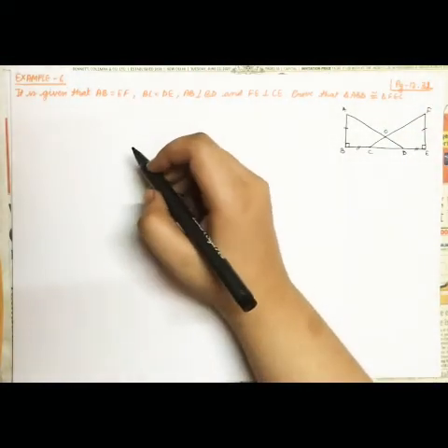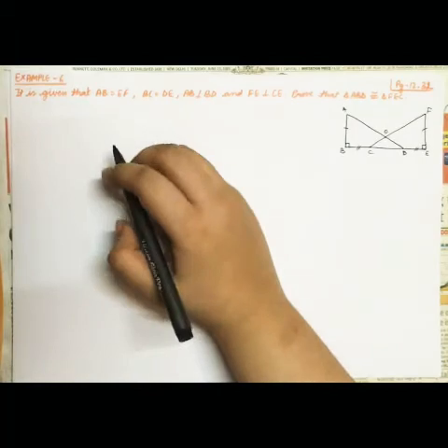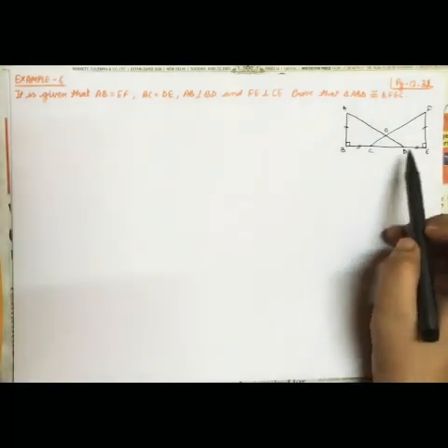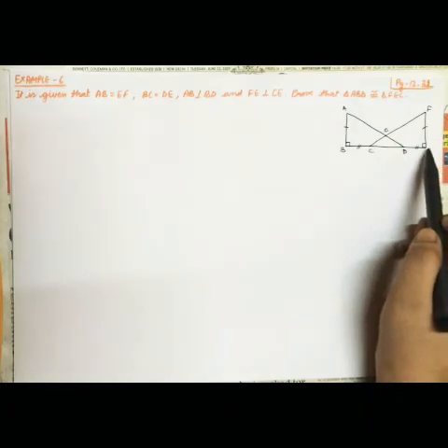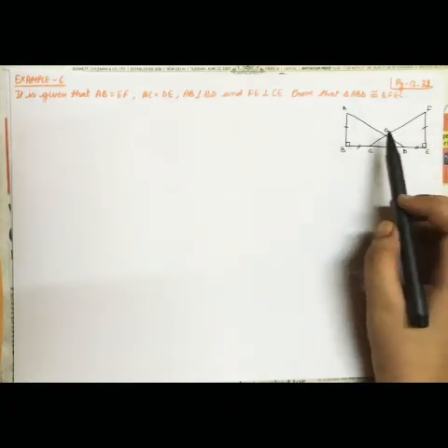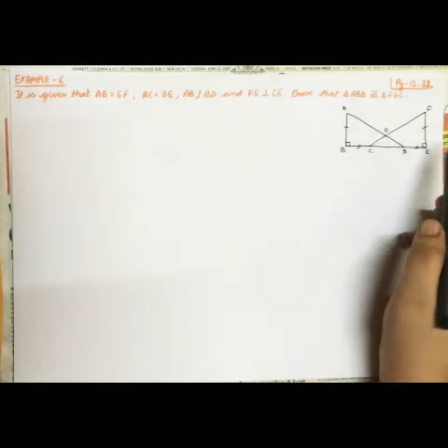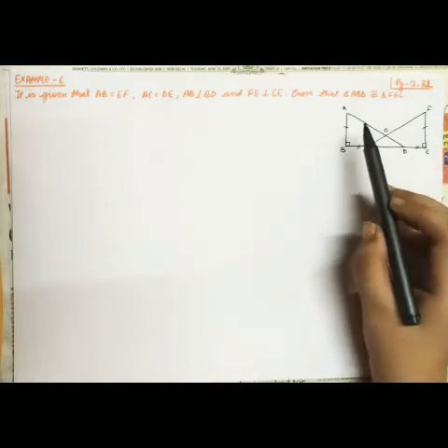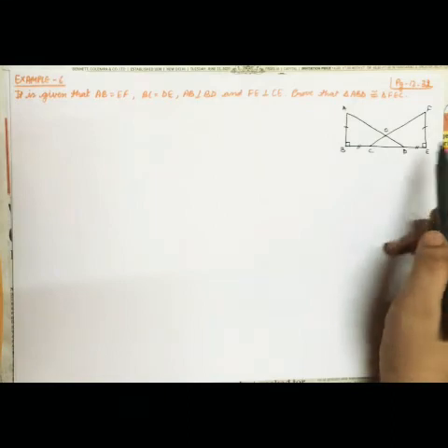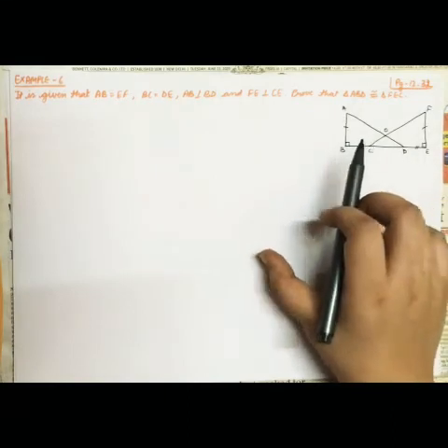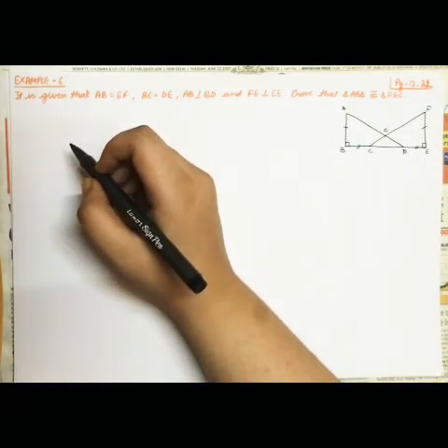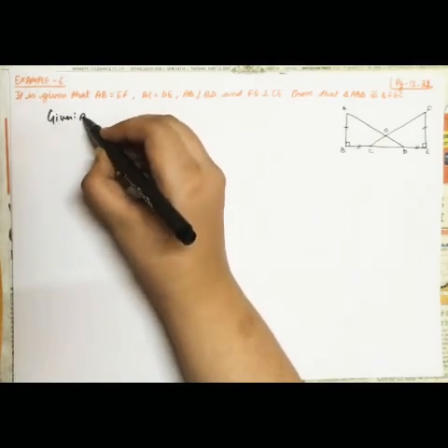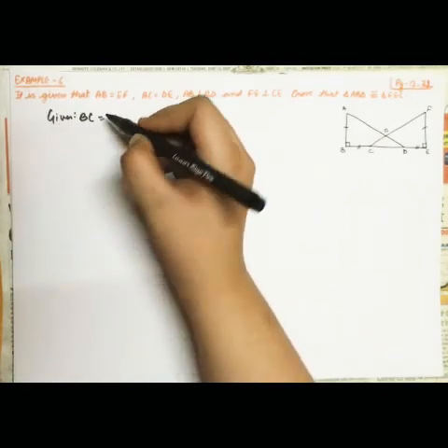Now example number 6. It is given that AB is equal to EF and BC is equal to DE, and AB is perpendicular to BD and FE is perpendicular to CE. We have to prove that triangle ABD is congruent to triangle FEC. So in this, we will start with, it is given that BC is equal to DE.